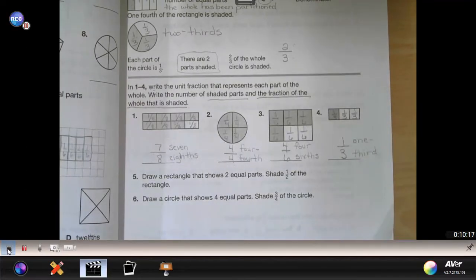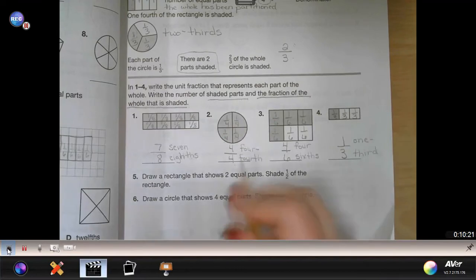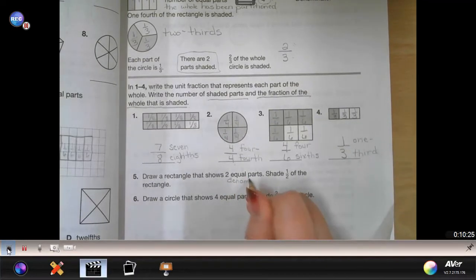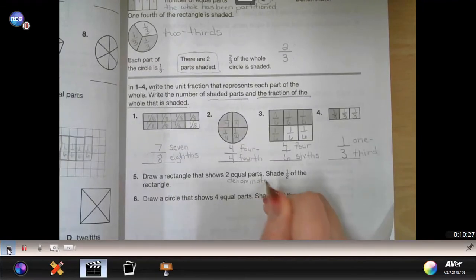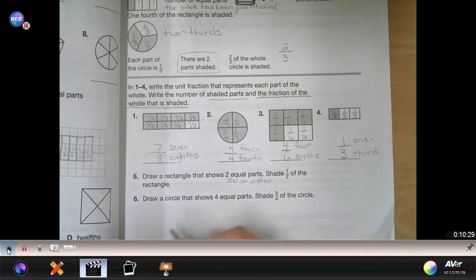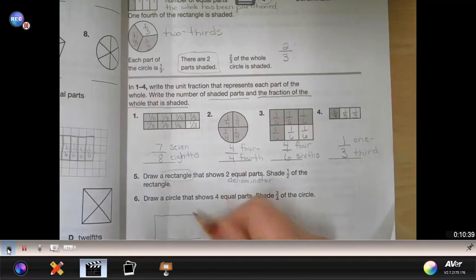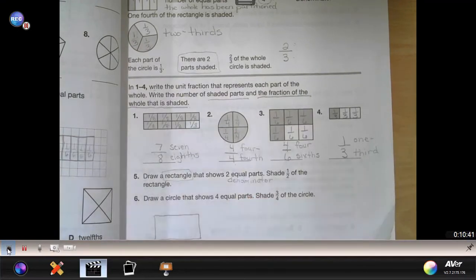Now let's take a look at number 5. It says draw a rectangle that shows 2 equal parts. So this is our denominator. Okay, so you can draw anything. Oh no, it says rectangle, sorry, rectangle. So sorry. Follow directions, Miss Honeymeal. Yes, right, yes, important. We're going to cut it in half.